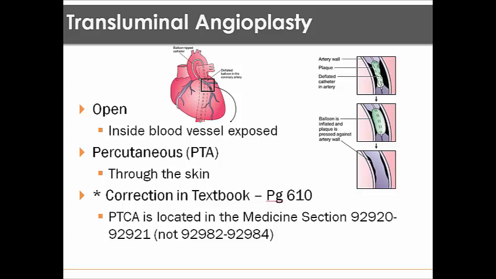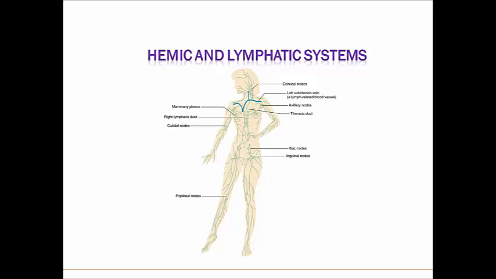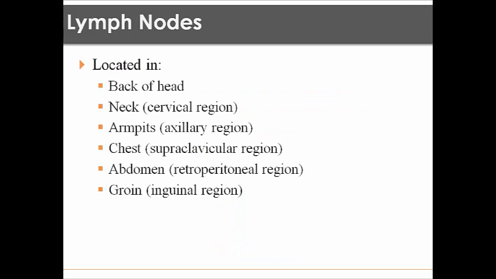Now if percutaneous transluminal balloon angioplasty was performed on an artery other than the coronary arteries or pulmonary arteries, then it would be coded in the surgical section 35471 to 35476.